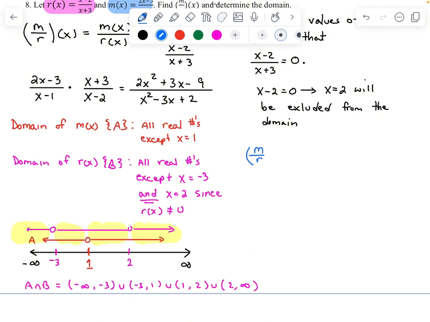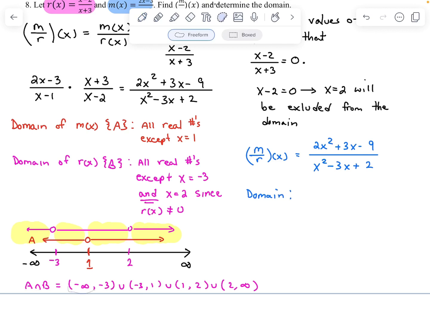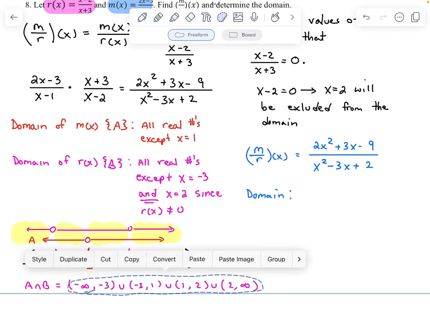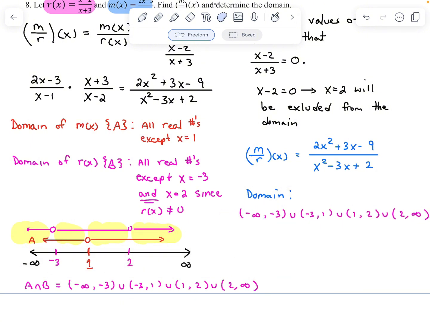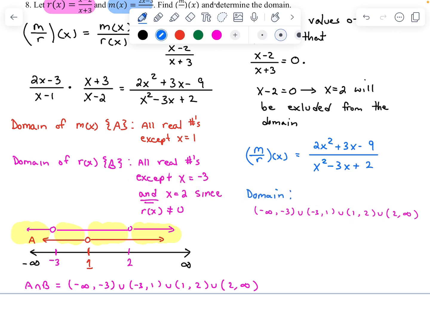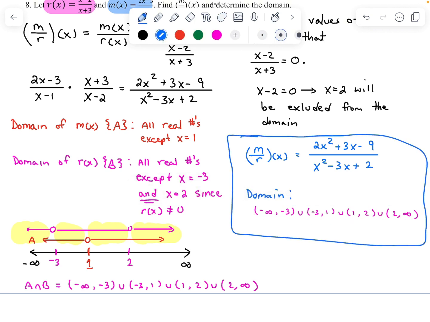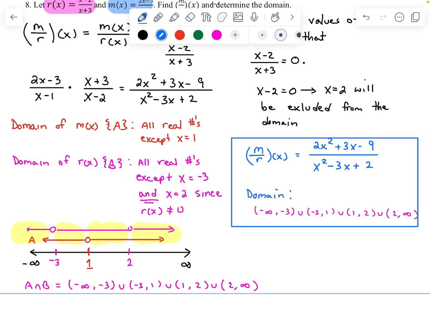So m divided by r of x is equal to 2x squared plus 3x minus 9 divided by x squared minus 3x plus 2 with this domain right here. And we are done.